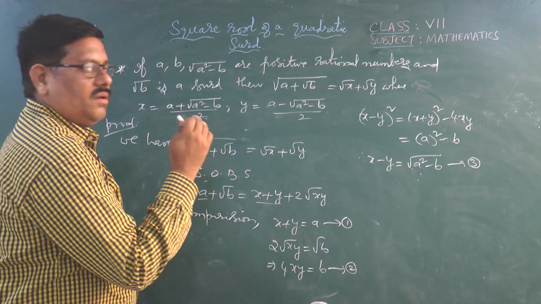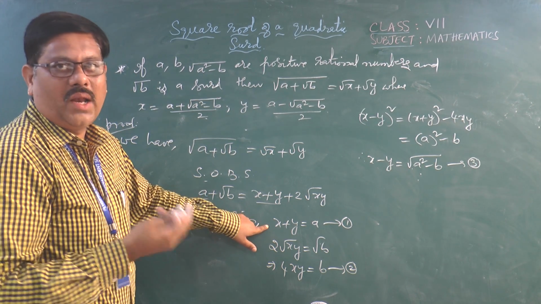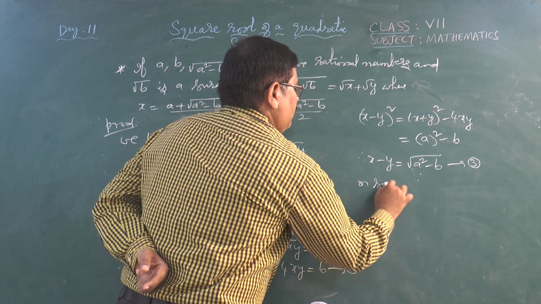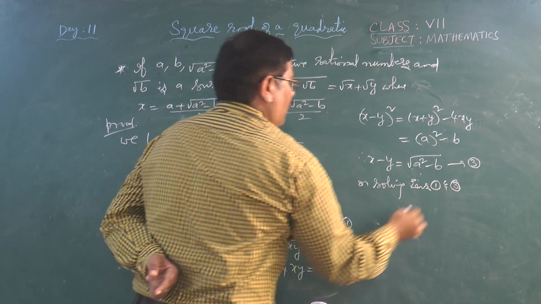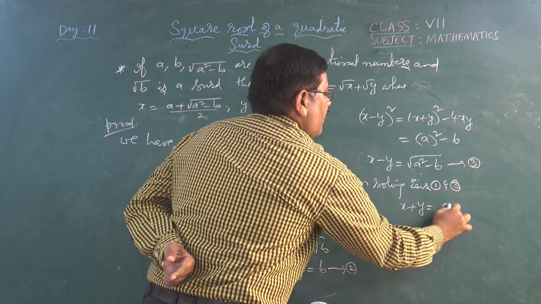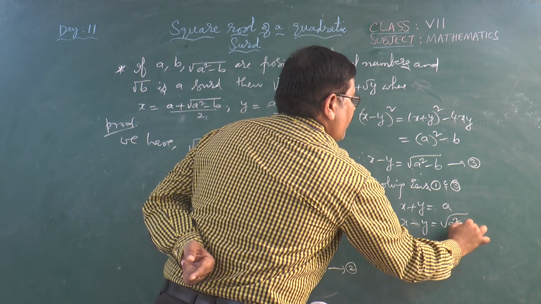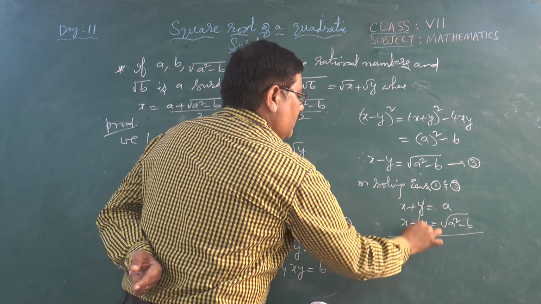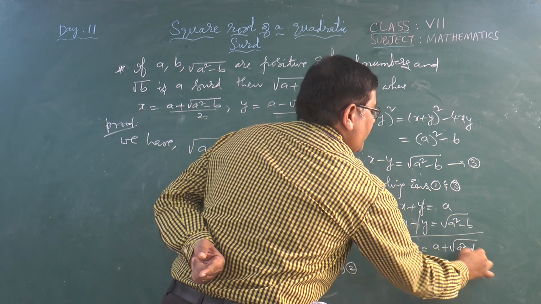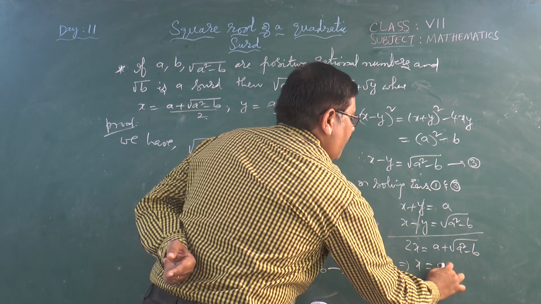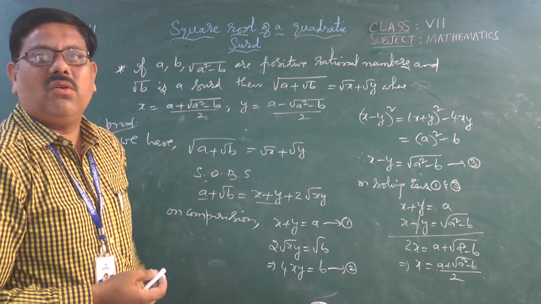Okay. Now you want the x value as well as the y value. So for that, let us solve equations 1 and 3. On solving equations 1 and 3, the first one is x plus y is a, the third one is x minus y is equal to root over a square minus b. Okay, if you add these two, y will cancel and we have 2x as a plus root over a square minus b. Thereby x is a plus root over a square minus b upon 2. That is how we got the value of x.